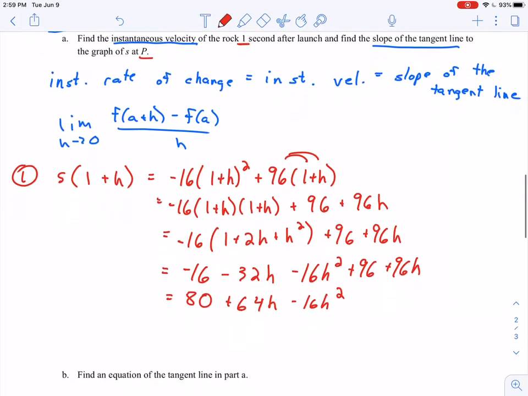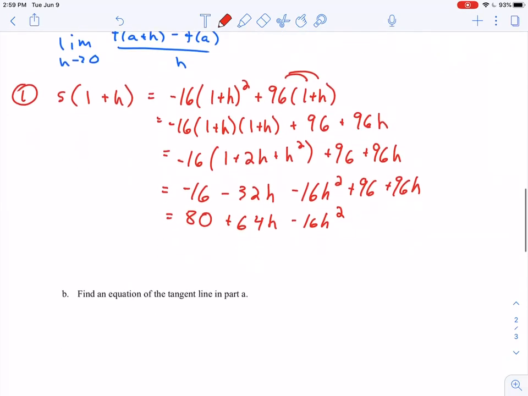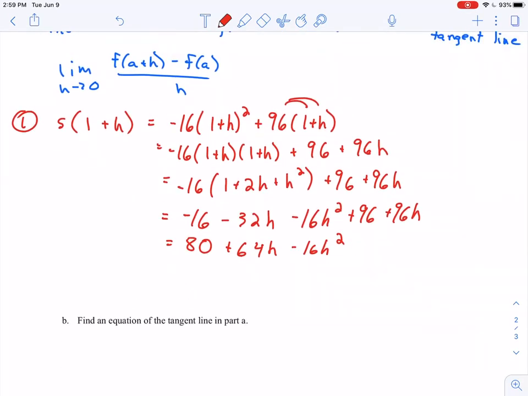So we've got that first part here, and I didn't give myself enough room to write this out. That's okay, we can move into the next section a little bit if we need to. For step 2, I'm going to subtract this f of a right here. So I'm going to look at s of 1 plus h minus s of 1. I'm going to take what I had right here.